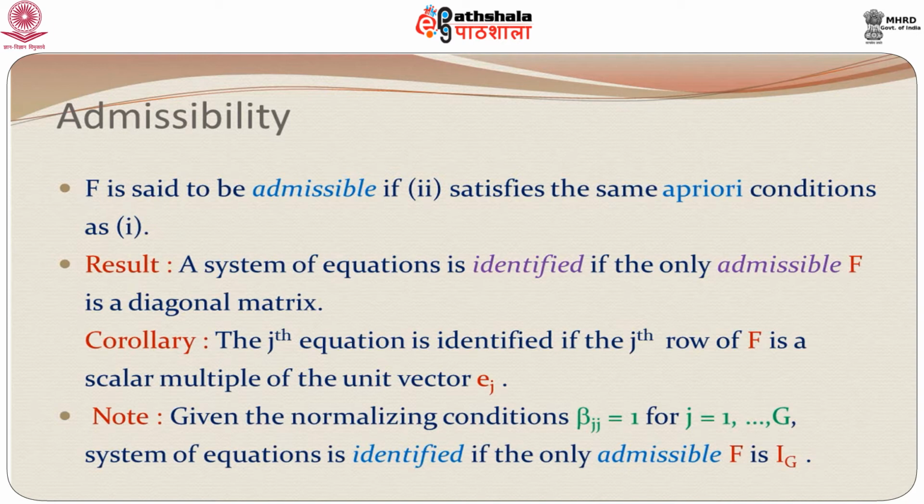Now, if we use the normalizing conditions that beta jj equal to 1, then the system is identified if the only admissible F is the identity matrix. So, basically norming the equations would also norm F, and instead of talking about F being diagonal, we can take the extreme case of F being the identity matrix itself.